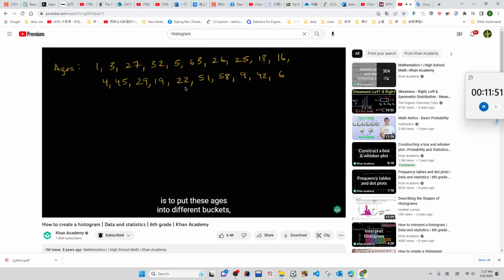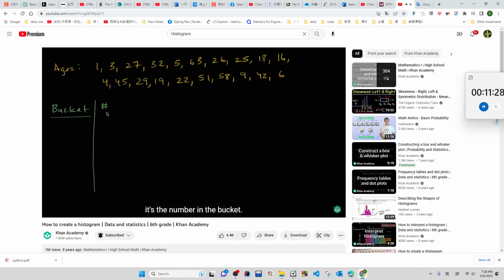Well, one way to think about it is to put these ages into different buckets and then think about how many people are there in each of those buckets. Or sometimes someone might say, how many in each of those bins? Well, let's do that. So let's do buckets or categories. I like to think of more as a bucket. The bucket, and then the number in the bucket.